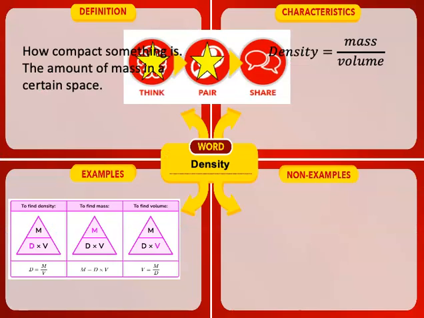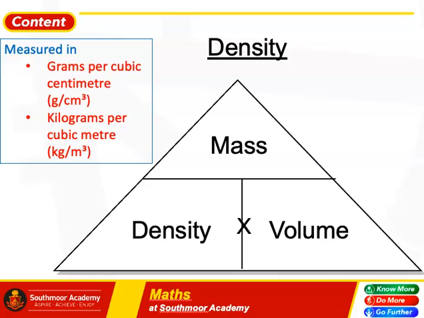Your Frayer model. Your density triangle. Now I'd like you to get this copied down into your book. Pause the video if needed. So density is on the bottom with volume and mass on the top. So to get mass, you're doing density times volume.